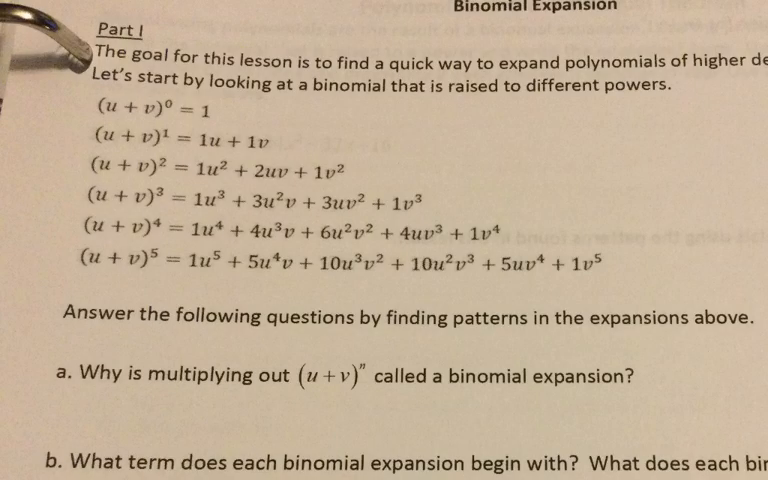Okay, so we got two lessons we have to do today. The first one says the goal for this lesson is to find a quick way to expand polynomials of higher degree. Let's start by looking at a binomial that is raised to different powers. So here I've got a binomial, two terms, in parentheses. If I raise that to the 0 power, well, anything raised to the 0 power is 1. So what they want you to notice here is when I raise something to the 0 power, my final answer has one term.